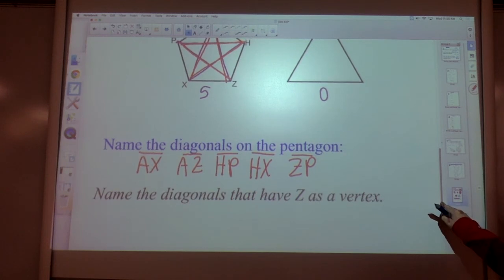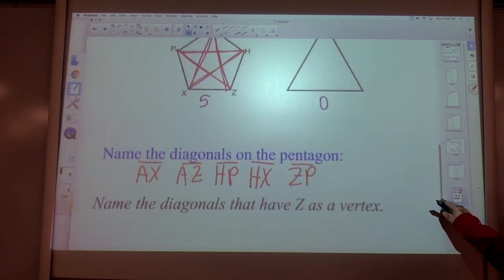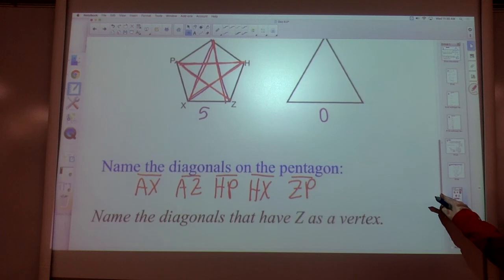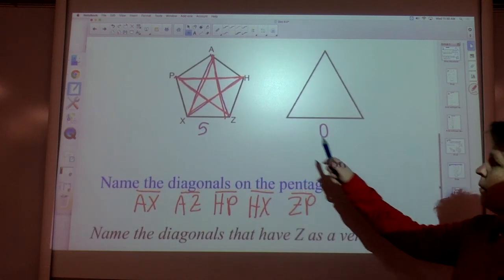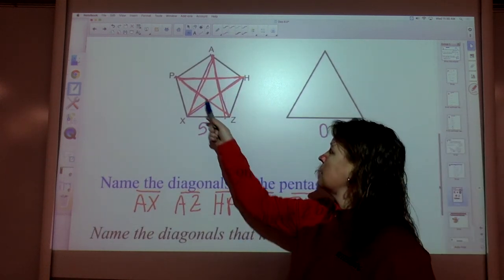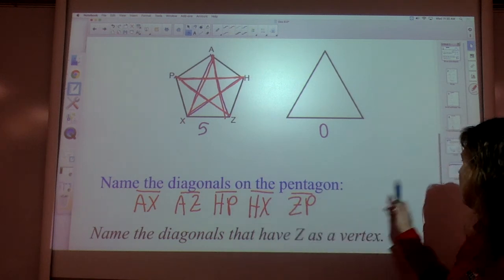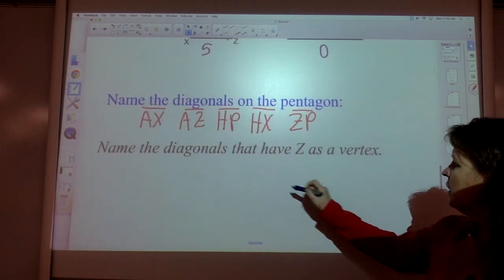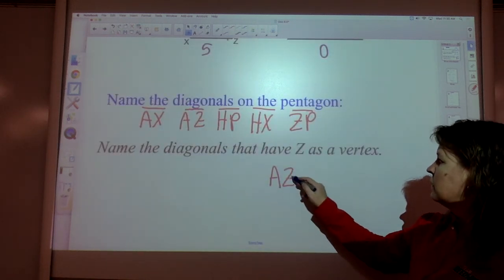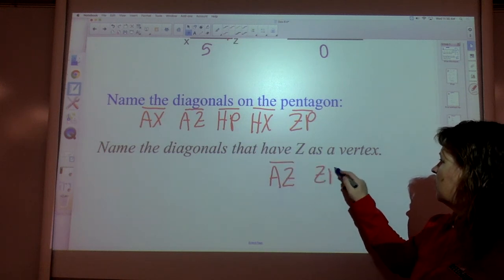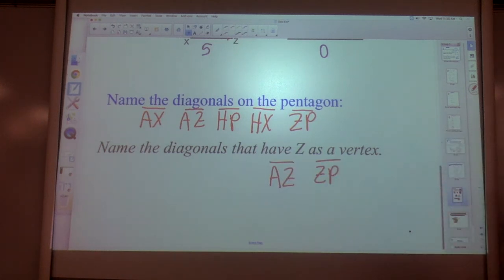Name the diagonals that have Z as a vertex. What diagonals have Z as a vertex? You can tell by the diagram, AZ and PZ, or you could tell by your list. If it says specifically that has to have Z as a vertex, then those are the 2 that work. Again, order doesn't matter.